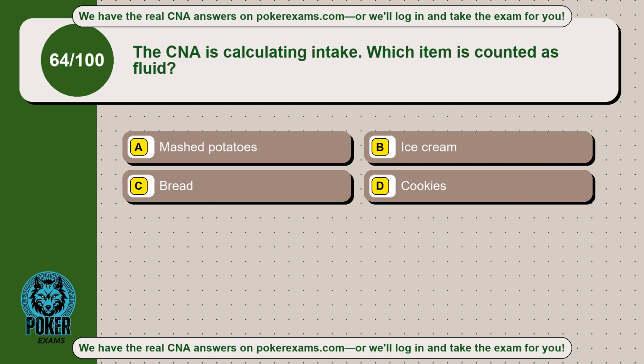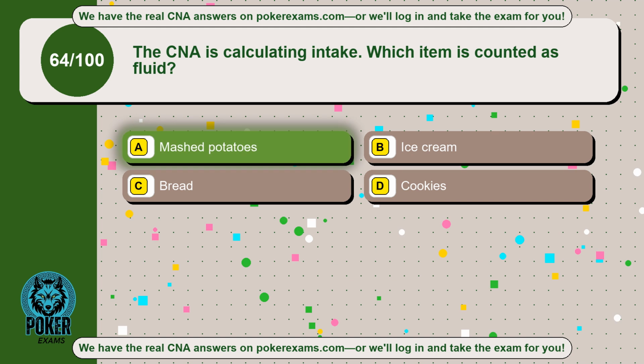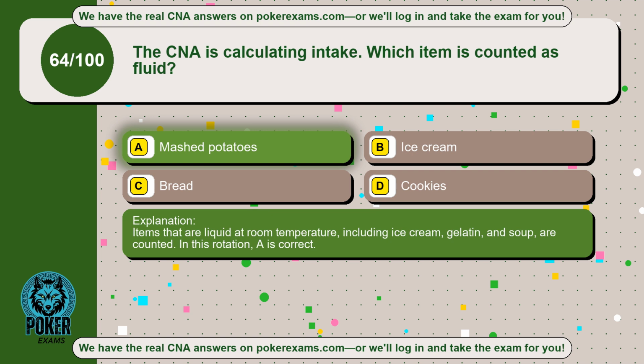Question 64. The CNA is calculating intake. Which item is counted as fluid? Option A, mashed potatoes. Option B, ice cream. Option C, bread. Option D, cookies. The correct answer is option A. Mashed potatoes. Items that are liquid at room temperature, including ice cream, gelatin, and soup, are counted. In this rotation, A is correct.